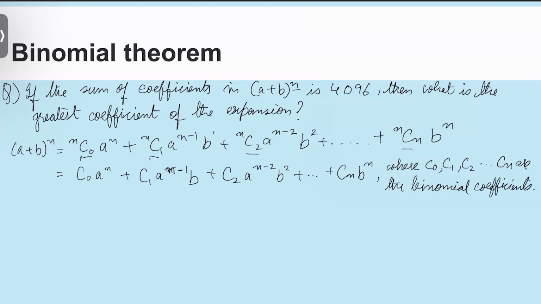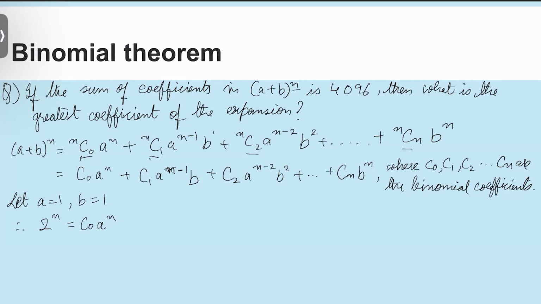Okay, so suppose, for example, we take a equals 1 and b equals 1. So we can write that a and b both are 1, so the sum of them will be 2. So 2 raised to n is going to be equal to c0 a raised to n.